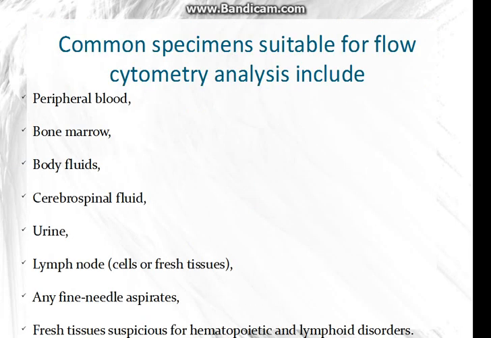Now common specimens which we will use for flow cytometry are: peripheral blood, bone marrow, body fluids, cerebrospinal fluid, urine, lymph node aspiration, and even the solid tissue if we can convert it into single cell preparation, which is done with the help of various enzymes like collagenase.